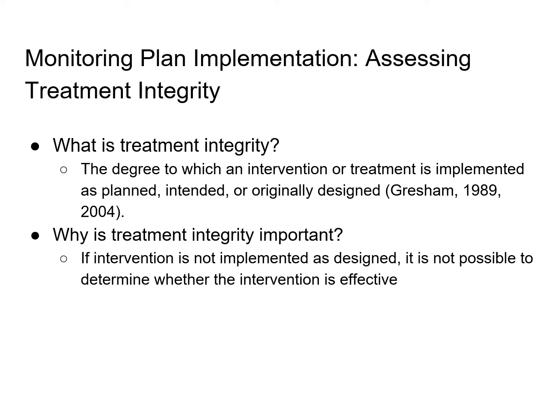Now we discuss assessing treatment integrity. Treatment integrity is a measure of the degree to which an intervention or treatment is implemented as planned, intended, or originally designed. This is important because if intervention is not implemented as it was designed, it isn't possible to assess intervention effectiveness. In other words, if a student isn't making progress, we don't know whether it's because we haven't selected an effective intervention or whether the intervention would, in fact, have been effective, but it wasn't implemented correctly.